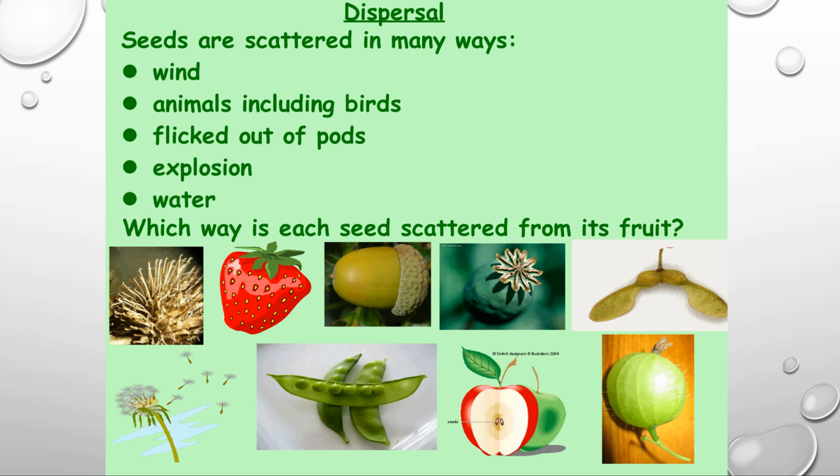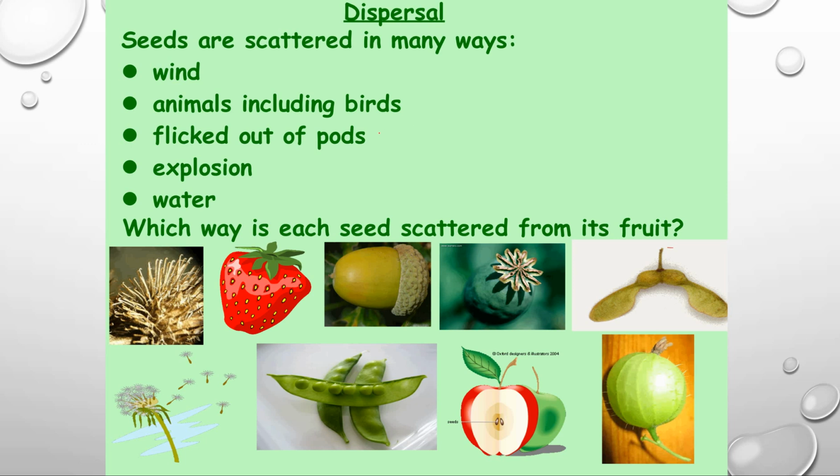So dispersal is all about getting the seeds as far away from the original parent plant. And that is really important because we don't want a plant growing right next to its parent, because it will be competing for space, light, and water and nutrients. So we want it to disperse, in other words, to spread out from the original parent plant.